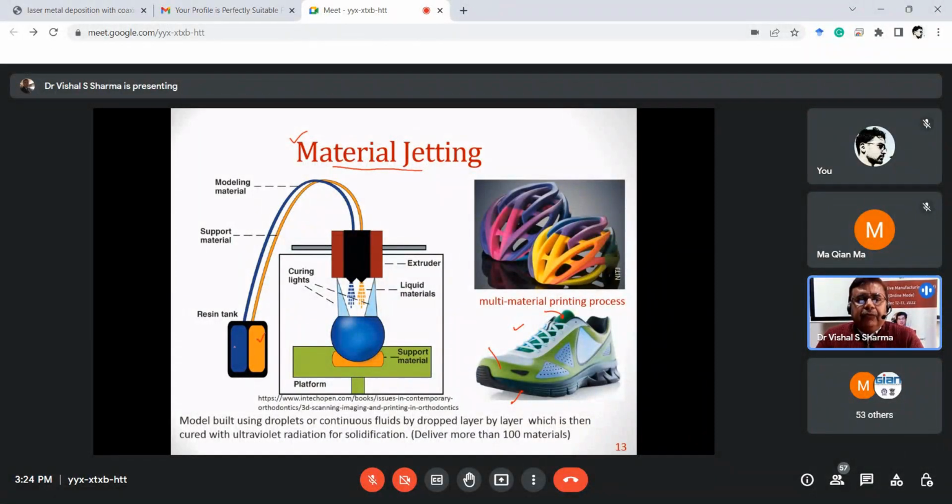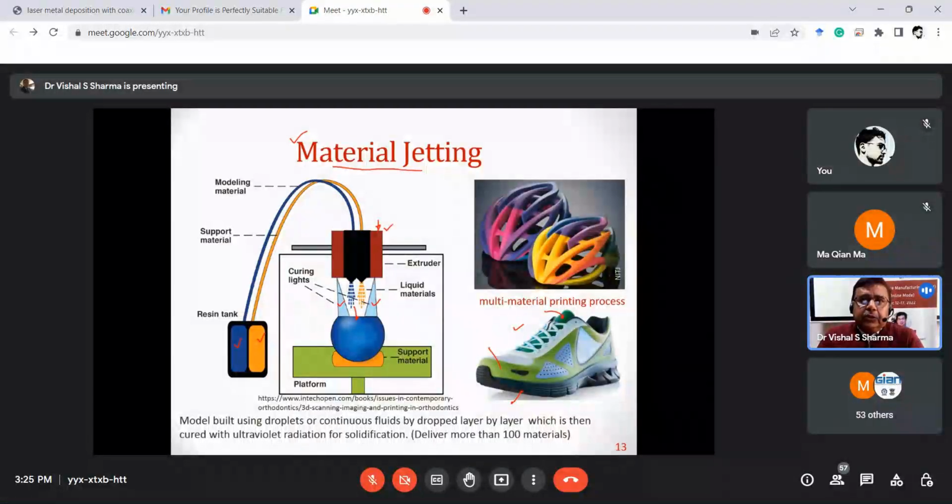Here we have the material available in the tank, a resin tank. From there the material goes to the jet, and then it is sprayed wherever the material is required. On the left and right we have curing lights. UV radiation is available on both sides, which will cure the material instantly, almost instantaneously.